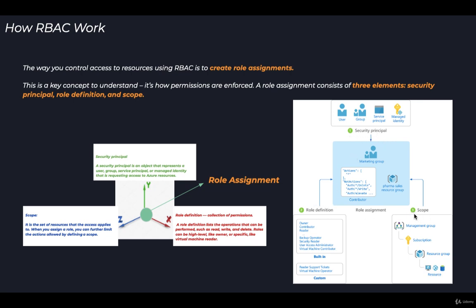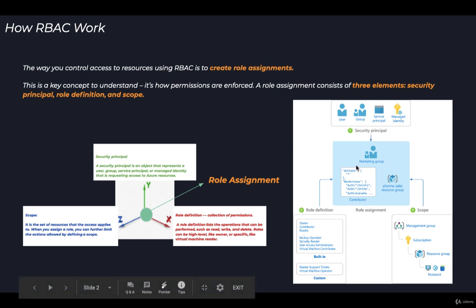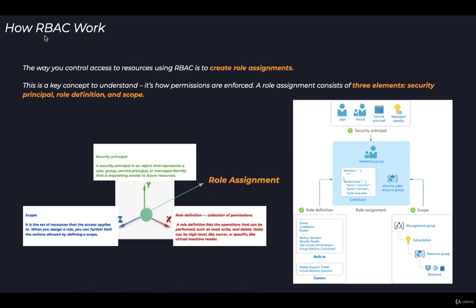I know you might be thinking it is a bit repetitive, but it is very important to understand role-based access control as a whole. So this is it, friends, in this lecture. Hope now you have the clarity on how role-based access control works in case of Azure.